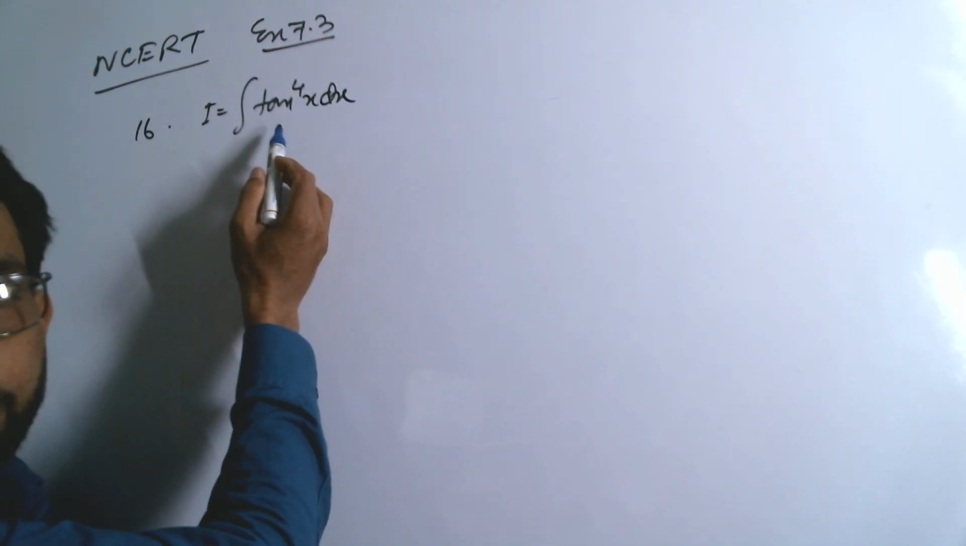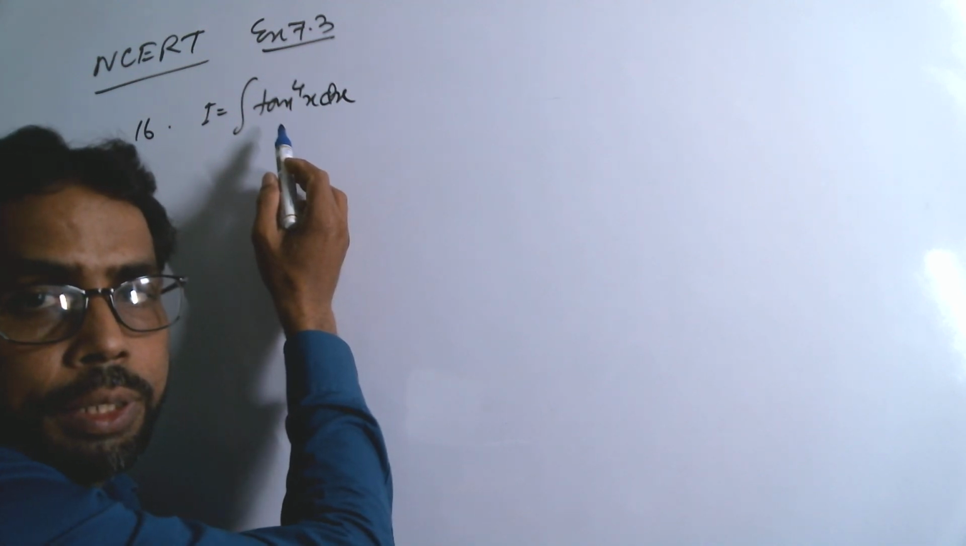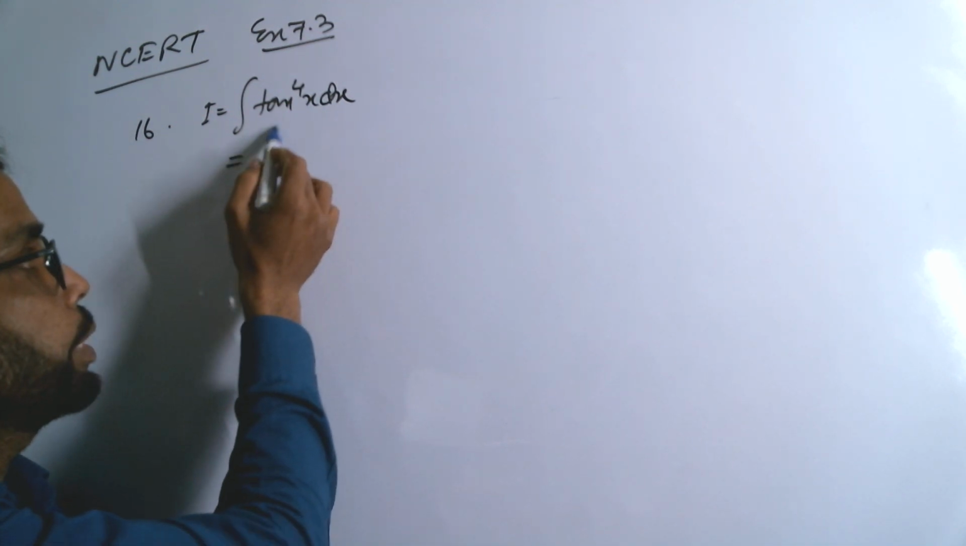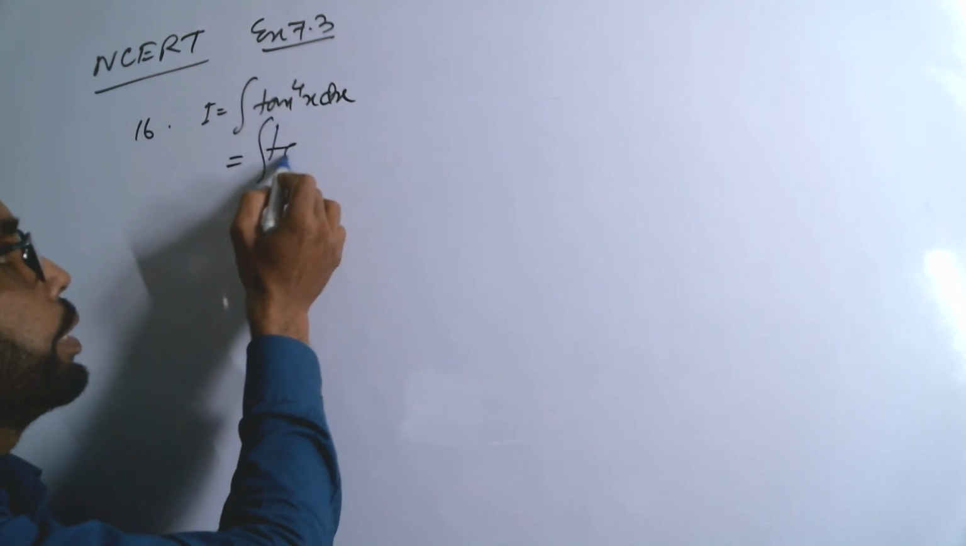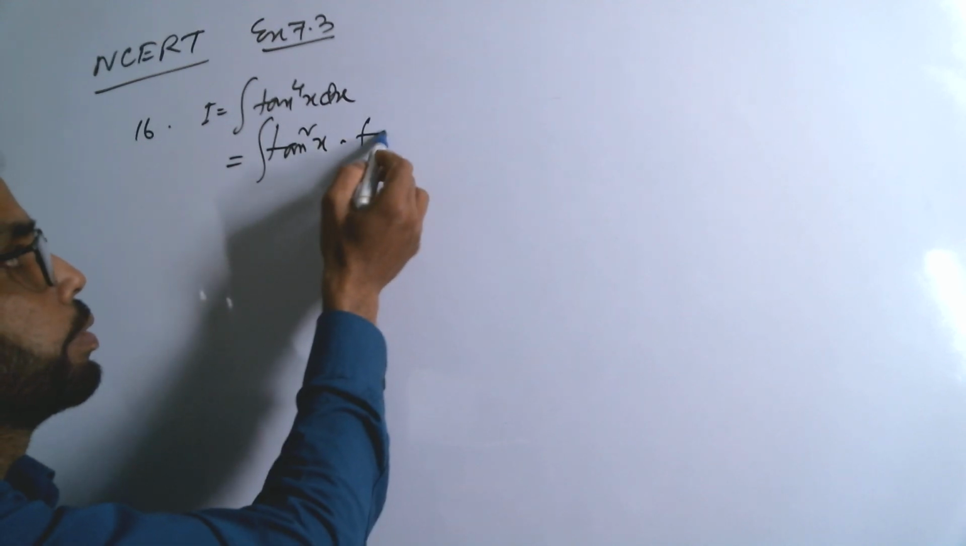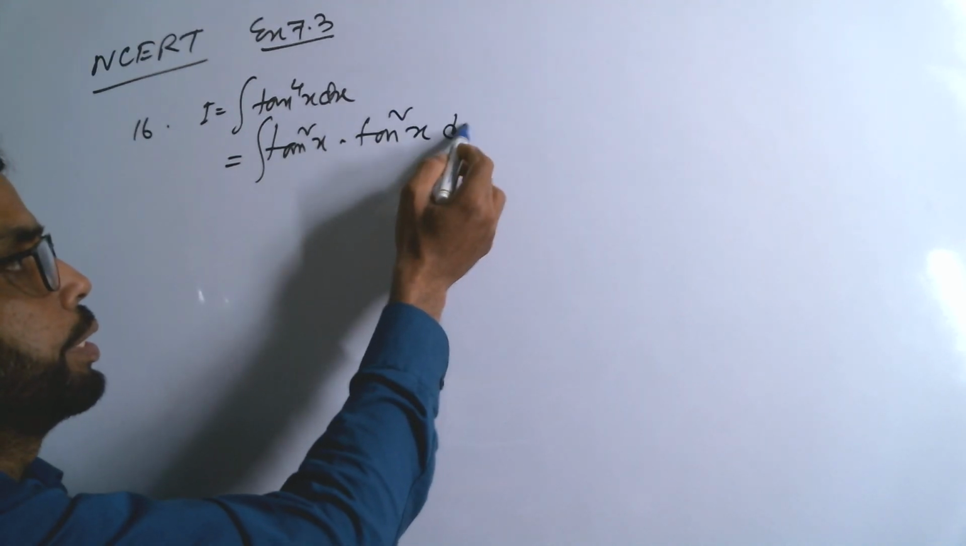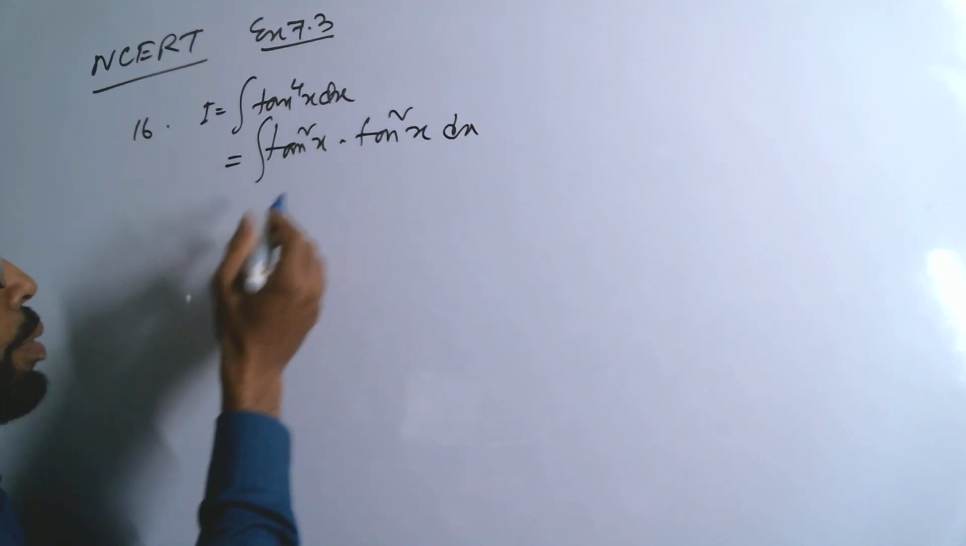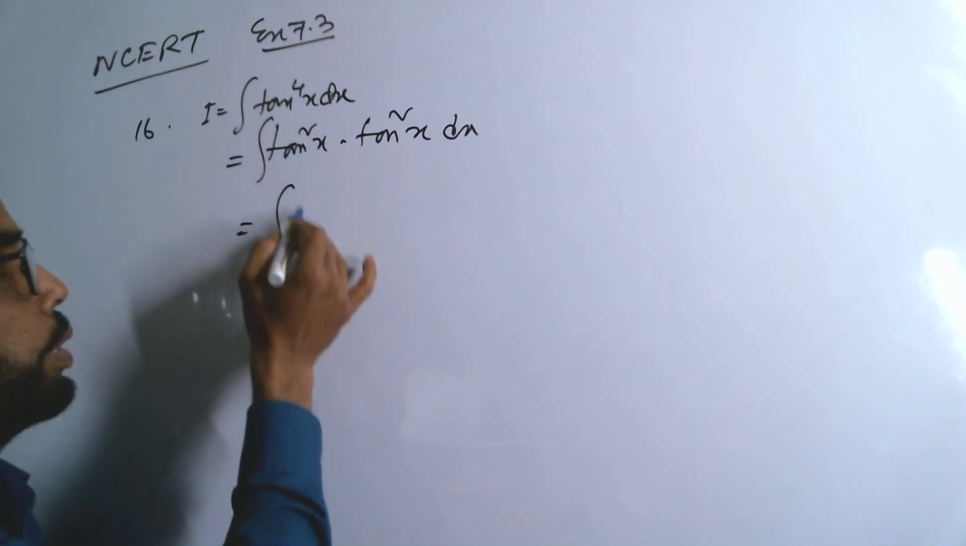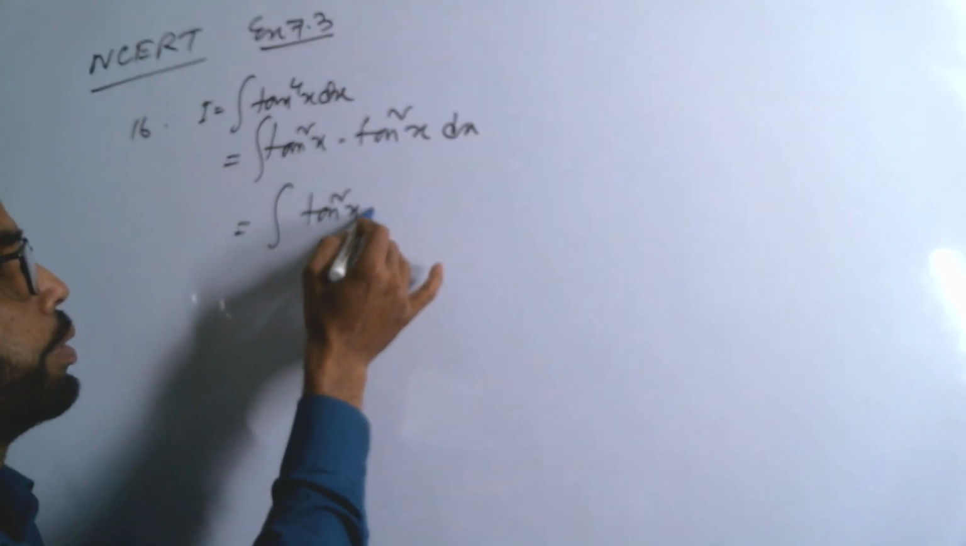Next question is integration of tan⁴x dx. We can make it like this: tan²x into another tan²x dx. First tan²x keep as it is.